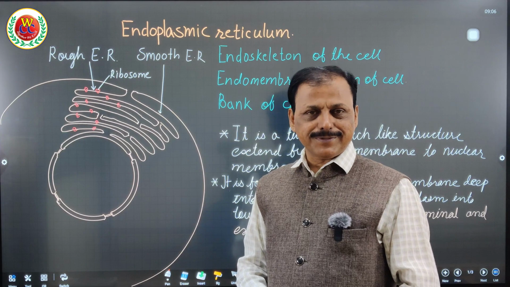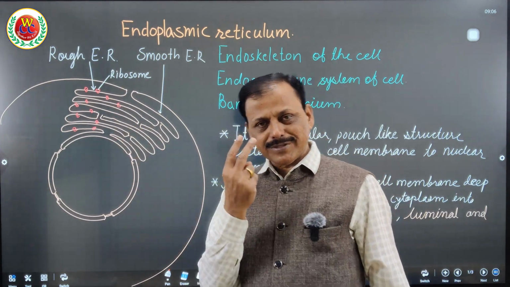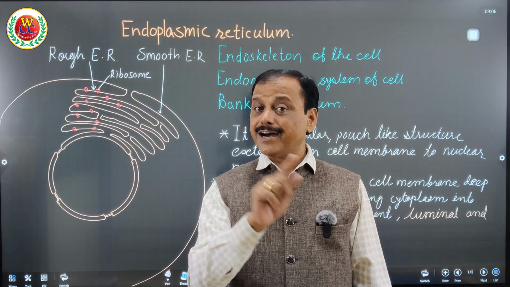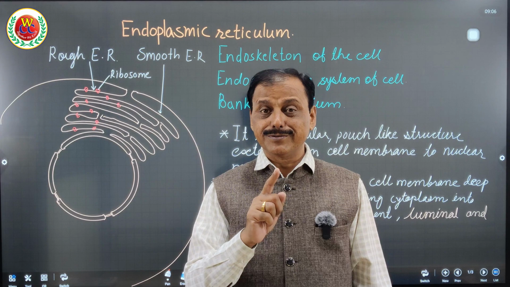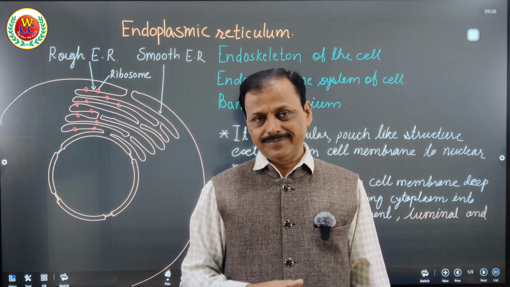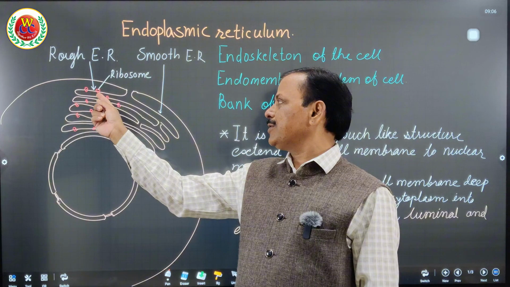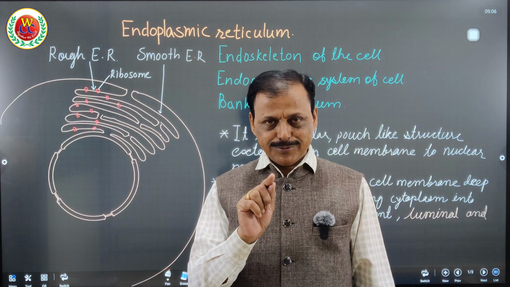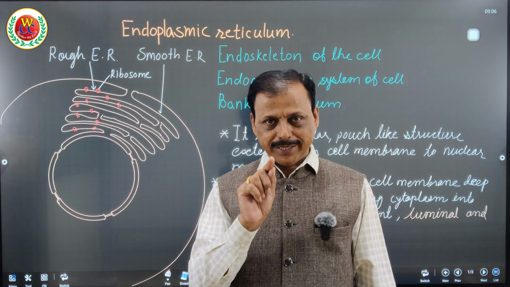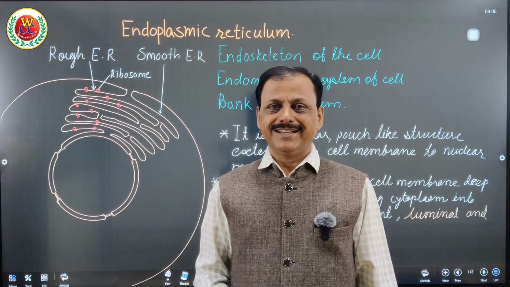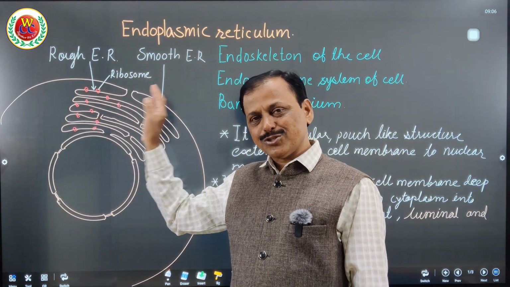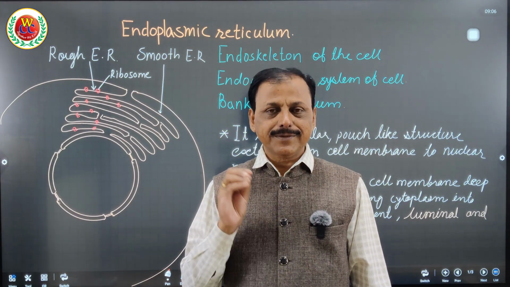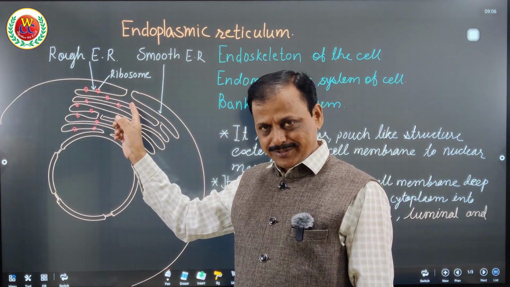But its main function is different. These endoplasmic reticulums are of two types: rough endoplasmic reticulum, called RER, and smooth endoplasmic reticulum, called SER. Rough endoplasmic reticulum is so called because of the presence of ribosomes over it, and those ribosomes, as you know, are the factory of protein synthesis, and hence they synthesize protein and store protein in the RER. In rough endoplasmic reticulum, proteins are stored.